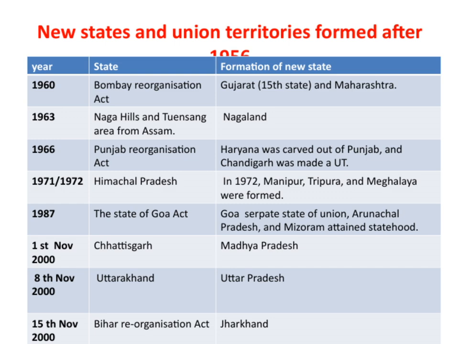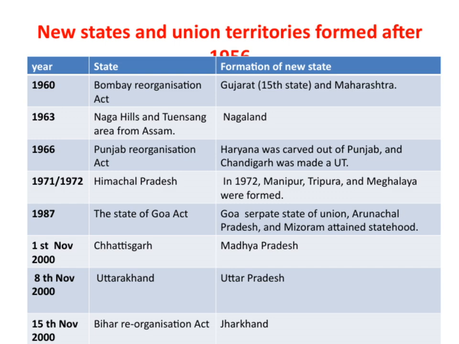Between 1971 and 1972, Himachal Pradesh was established as a separate state. Additionally, during this period, Manipur, Tripura, and Meghalaya were formed, reflecting ongoing efforts to accommodate regional identities and administrative needs. In 1987, the State of Goa Act was passed, making Goa a separate state of the Union. Around the same time, Arunachal Pradesh and Mizoram attained full statehood, marking the expansion of statehood for northeastern regions.